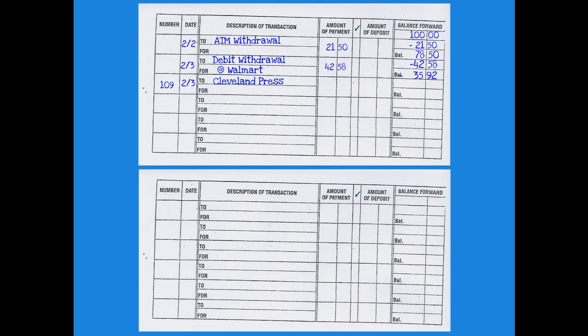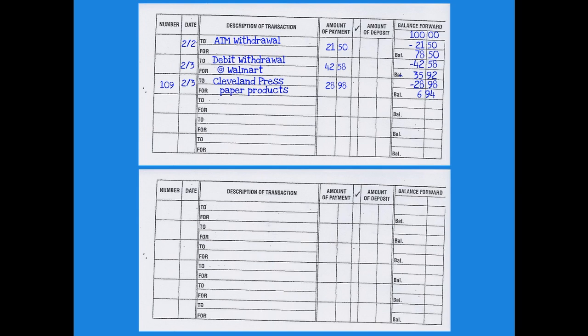And then in the for row, we're going to enter paper products. This is a withdrawal. Again, we're taking money out. So we're going to put $28.98 under the amount of payment column. Again, this amount needs to be forwarded into the balance column, so we're going to subtract $28.98 from $35.92. And we now have a whopping bank account that has a whole $6.94 in it.